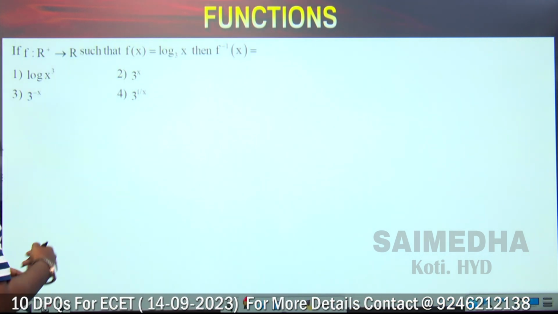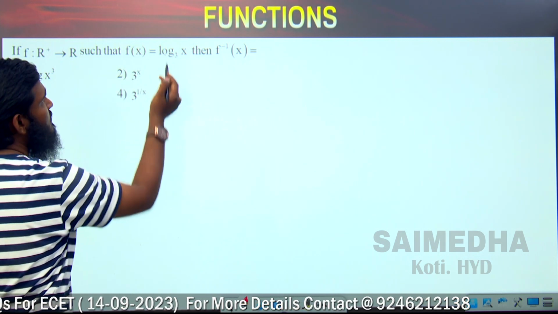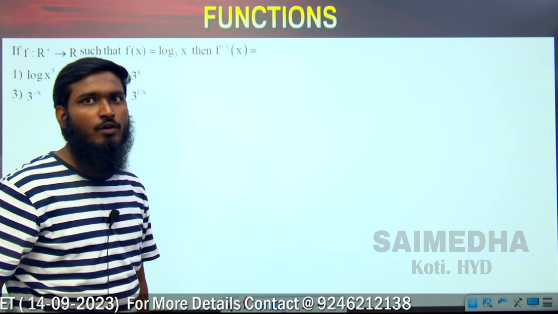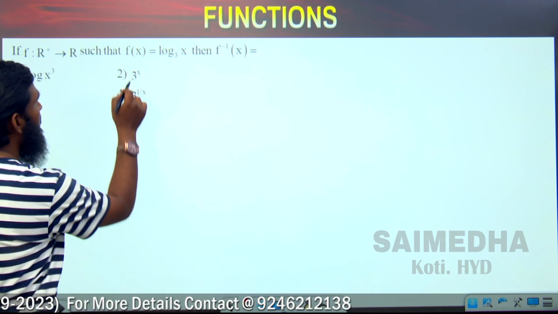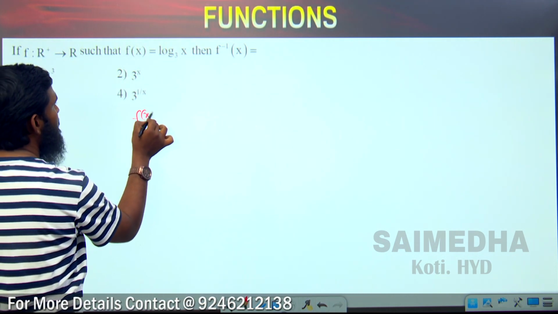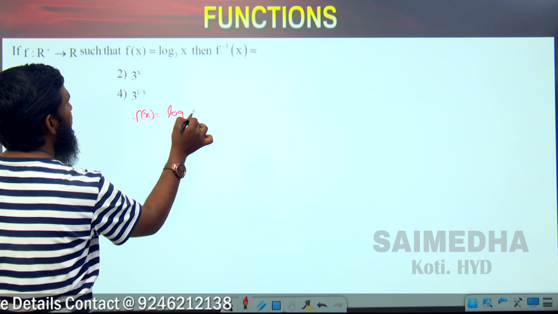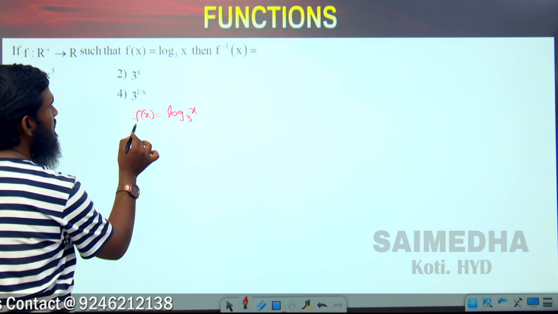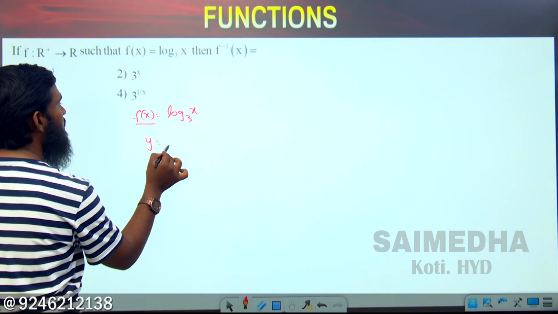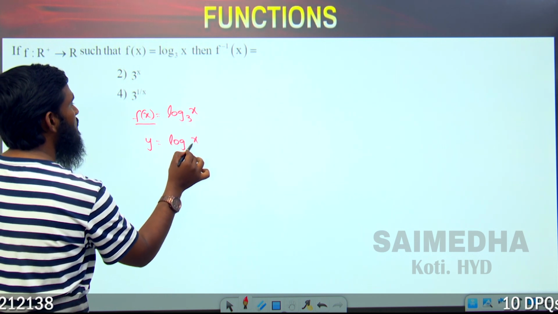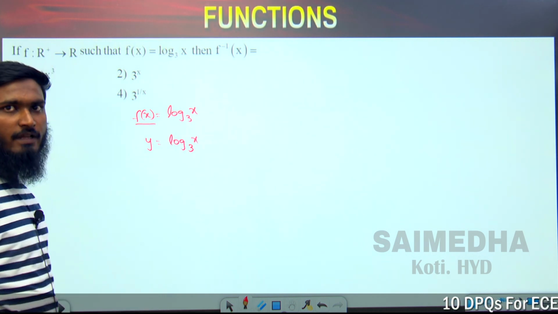Now let us see the next question. Now we are having f of x is equal to log x to the base 3 is given. Then again we have to find out f inverse of x. Now in this part also it is the same as what we are doing over here. F of x is equal to log x to the base 3, so in the place of f of x we write y, so y is equal to log x to the base 3. Okay, this part we have taken.